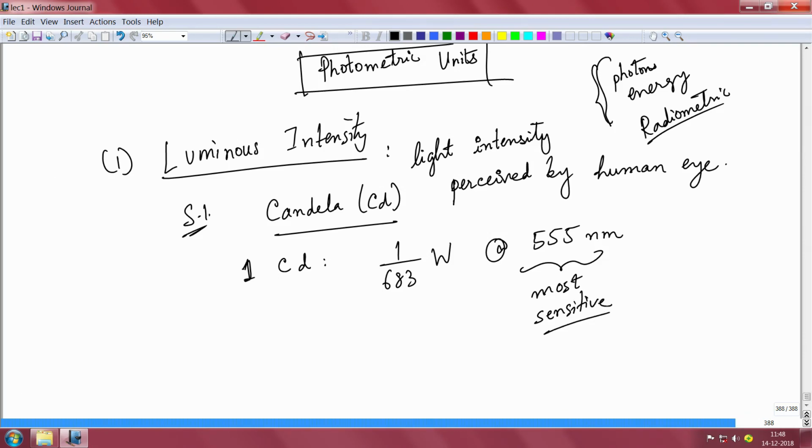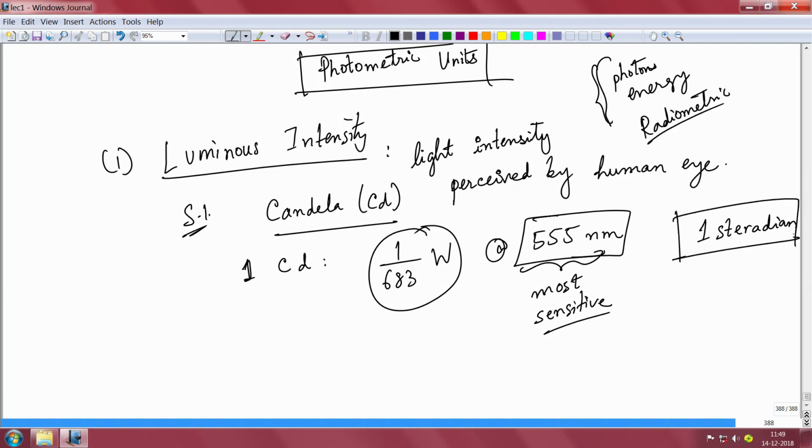So at 555 nanometer, if a monochromatic light is emitting a total optical power of 1 by 683 watt over a solid angle of 1 steradian, in what direction? In all directions within the solid angle, because it's 3D, then that amount of luminous intensity is called candela.